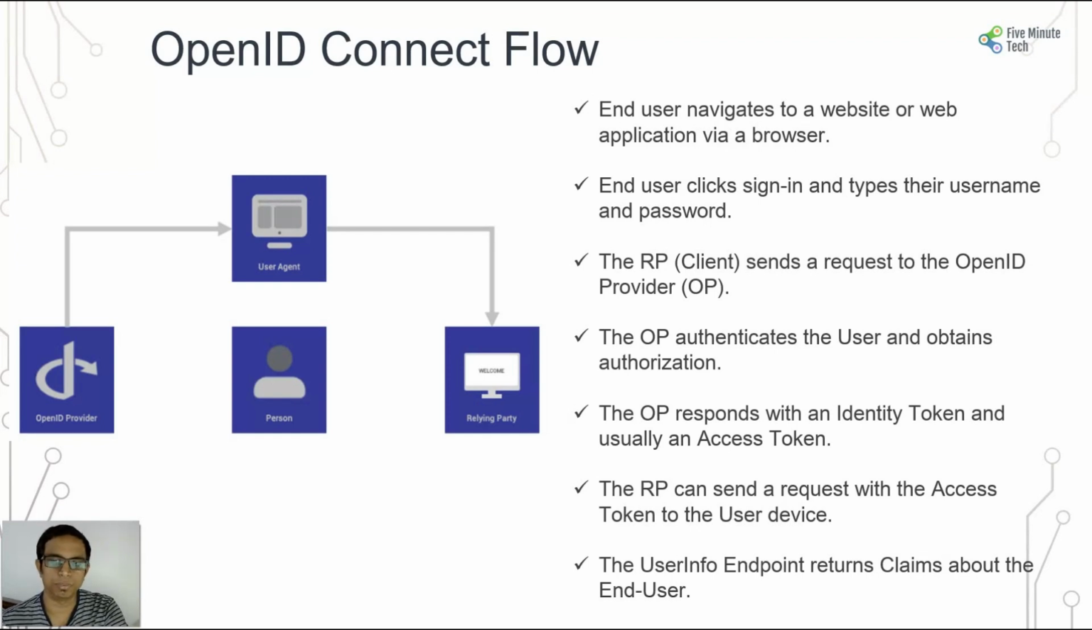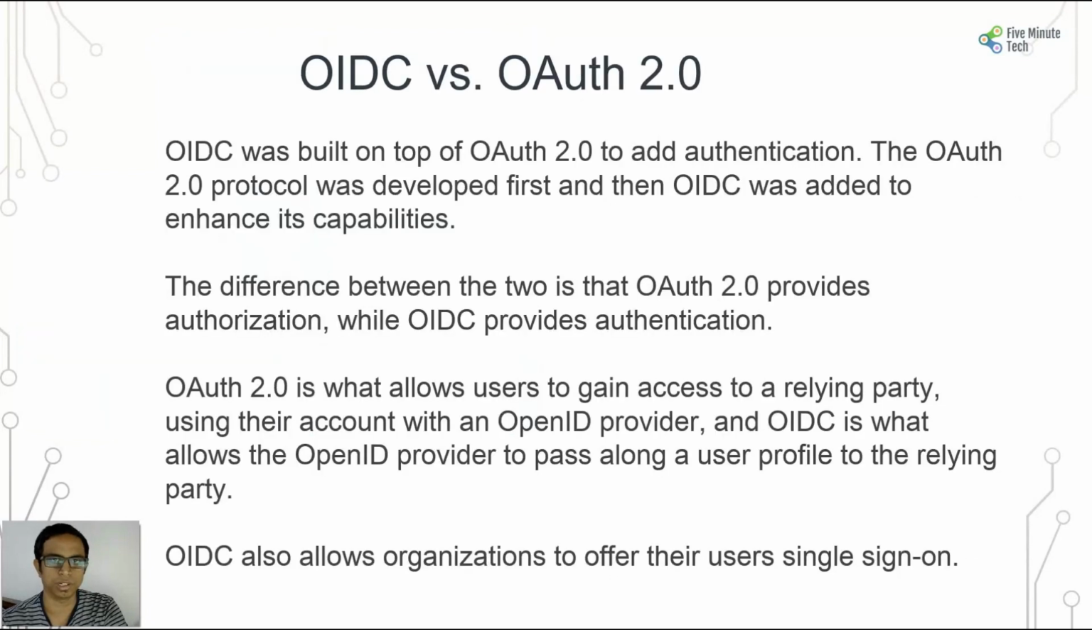The OpenID provider authenticates the user and obtains the authorization, and the OpenID provider responds with an identity token, usually an access token also with the identity token. And the relying party, that is the client, can send a request with the access token to the user info endpoint. The user info endpoint returns the claims about the end user. So this is the complete OpenID Connect flow. We will be talking more in detail when we implement the code around it.